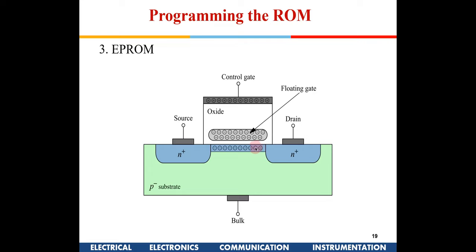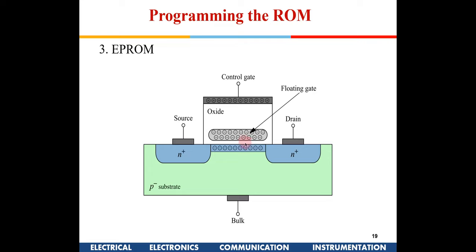Electrons will start flowing into the channel, and because of the high voltage given to the control gate out here, some electrons, because of a hot carrier effect, will pass through this oxide and get accumulated on the floating gate. Because if you see here, 20 volt divided by a few nanometers is megavolts per meter electric field.